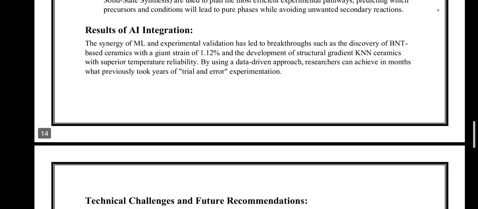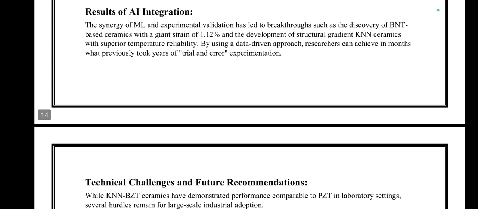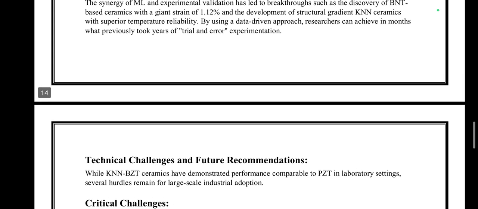If we talk about the results of AI integration, then the synergy of machine learning and experimental validation has led to breakthroughs such as the discovery of BNT based ceramics with a giant strain of 1.12% and the development of structural gradient KNN ceramics with superior temperature reliability. By using a data driven approach, researchers can achieve in months what previously took years of trial and error experimentation.